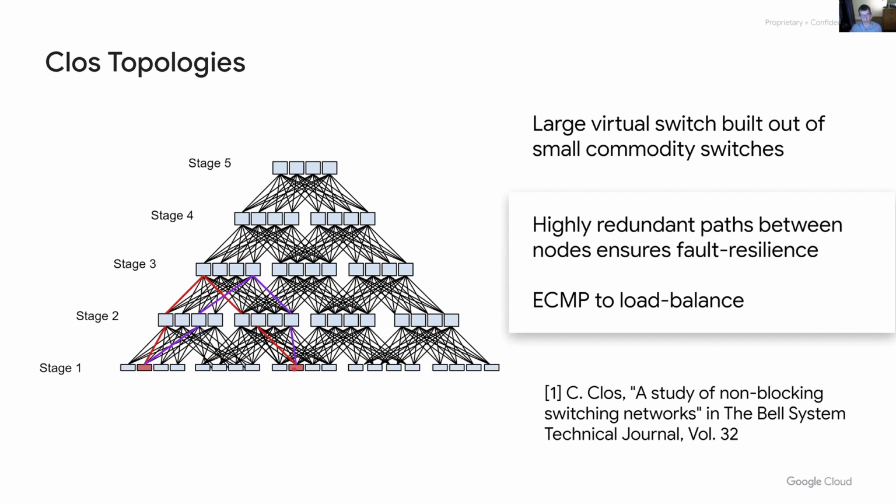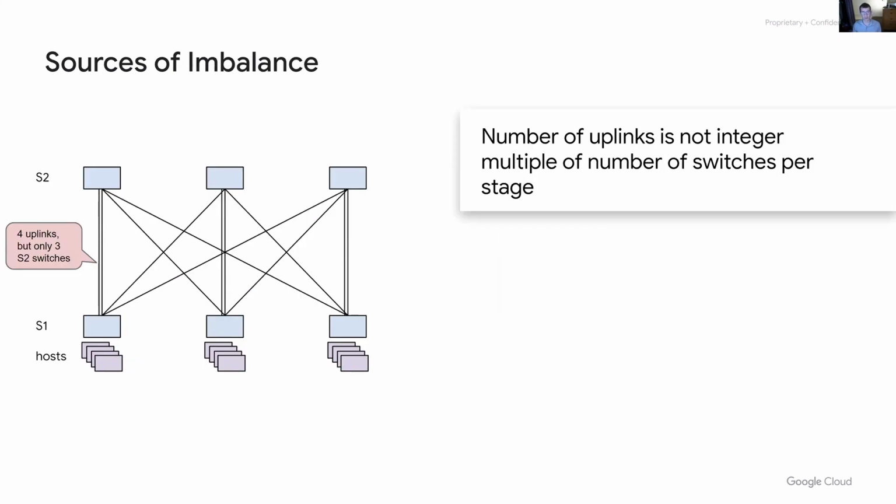This is really beautiful. These Clos topologies, from a theoretical standpoint, are highly symmetric, and routing with ECMP basically gives you optimal results. Unfortunately, in reality, these Clos topologies are often quite imbalanced, and there's a lot of asymmetry in real deployments. So ECMP routing is not actually going to be optimal. I want to first go over some of the reasons that you might have this imbalance.